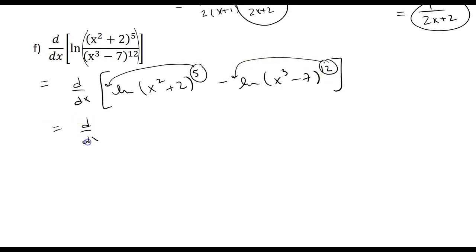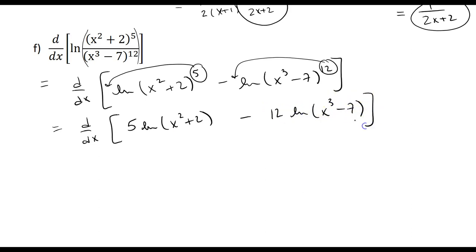So this will be the derivative with respect to x of 5 times the natural log of x squared plus 2 minus 12 times the natural log of x cubed minus 7. And then I can split this into two derivatives, and I'm actually going to go ahead and bring the constants out for each of them. So this is 5 times the derivative with respect to x of the natural log of x squared plus 2, and this is going to be minus 12 times the derivative with respect to x of the natural log of x cubed minus 7.